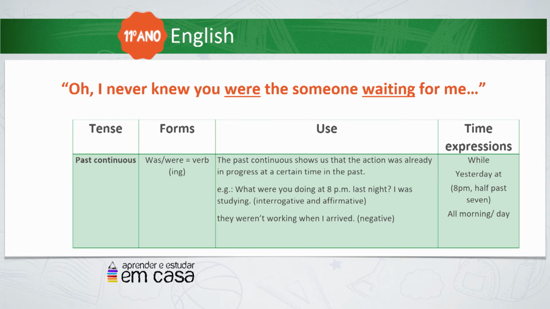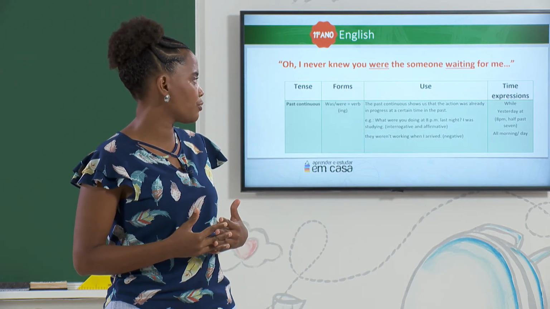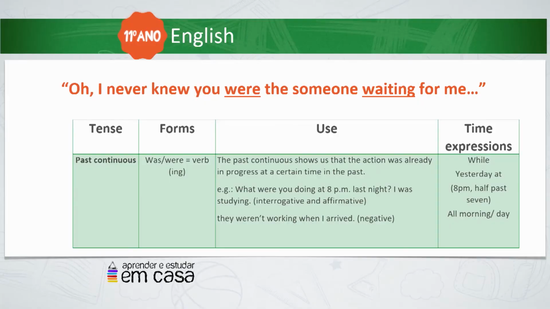What were you doing at 8 p.m. last night? What were you doing? Were the subject, do the verb ing. I was studying. And for the negative form, they weren't working when I arrived. As you can see, the verb to be changes according to the subject. And the time expressions that we usually use with the past continuous are while, yesterday, at a specific time. It can be 8 p.m., 7:30, all morning, all day.